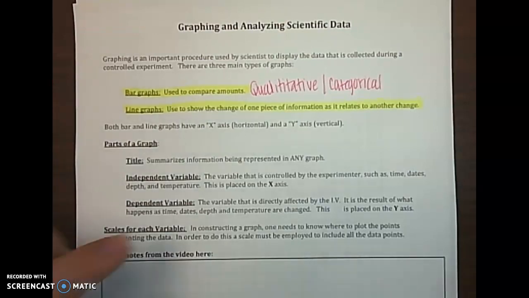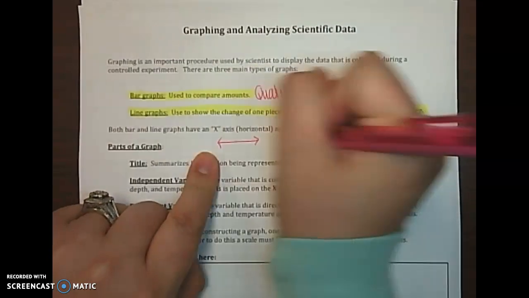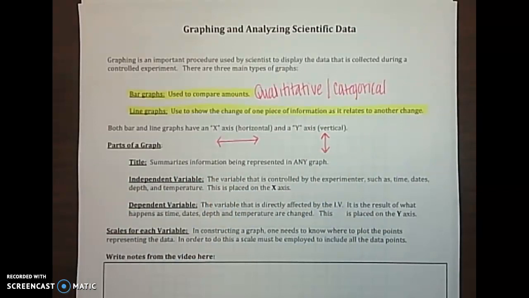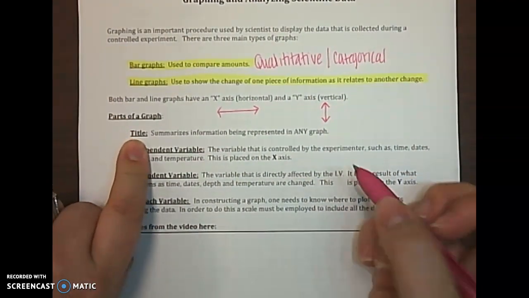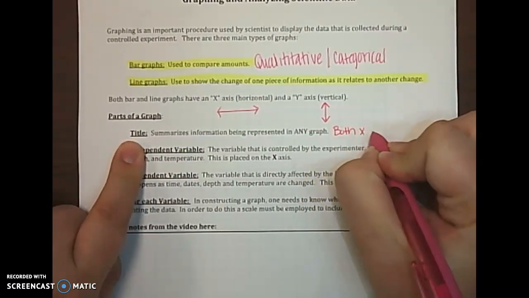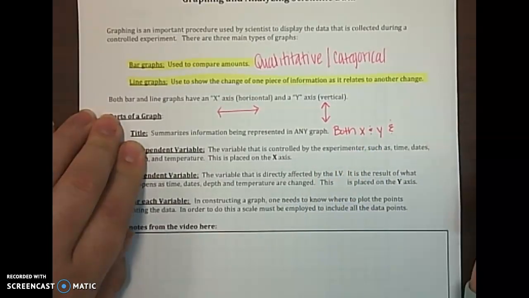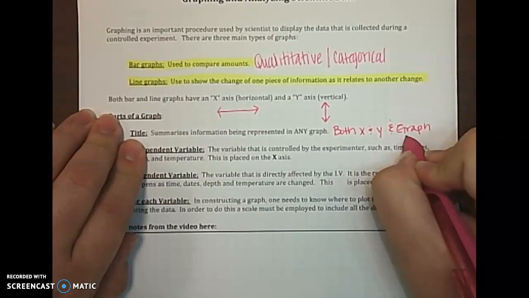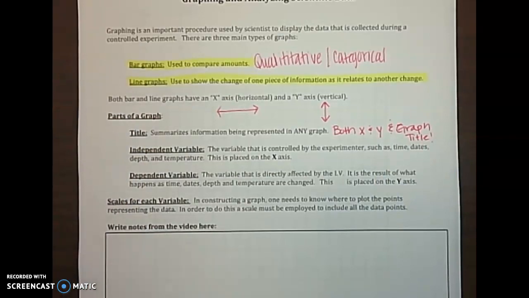Now, what's important to know is that the x-axis is the horizontal axis, and the vertical or the y-axis is the one that goes up and down. All of your graphs need a title on all axes, so on both the X and Y, and a graph title. So you will have 3 titles.